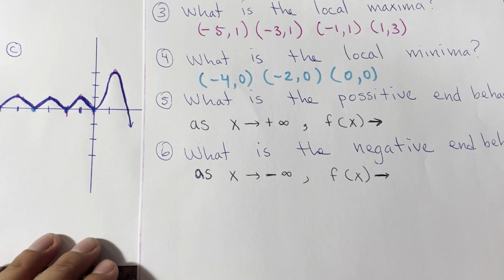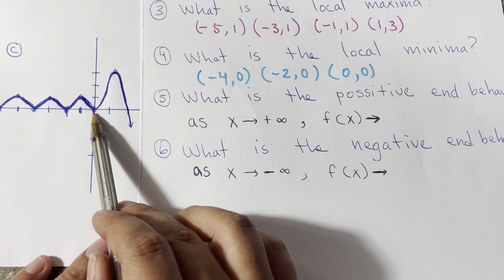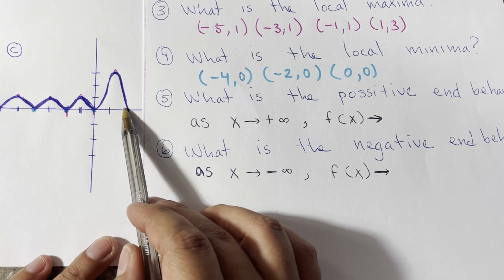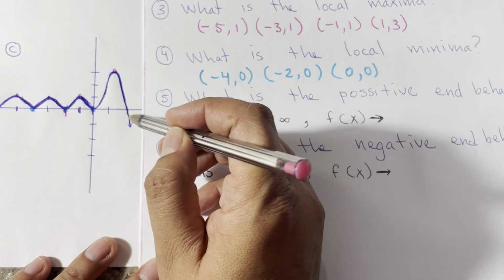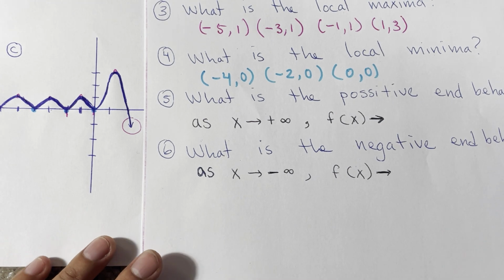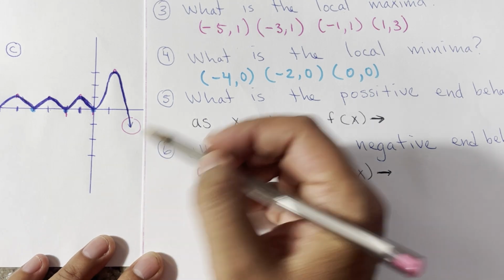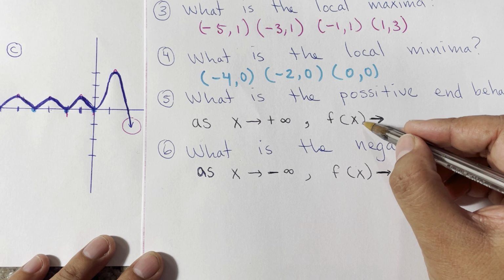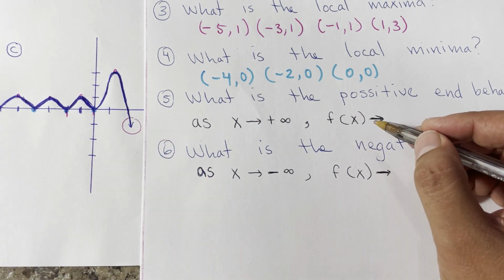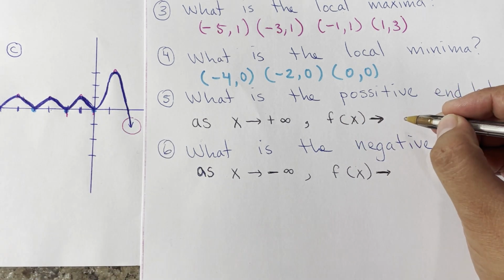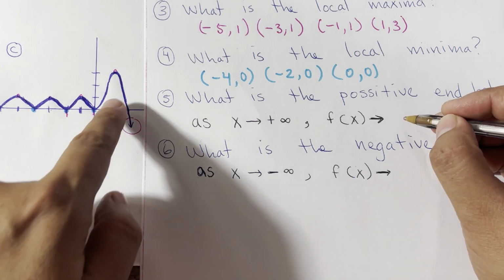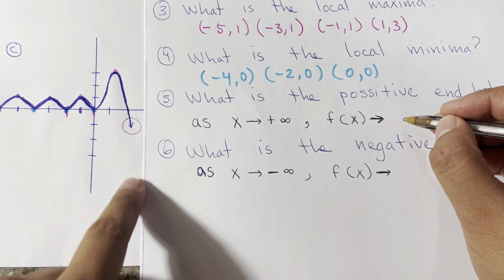Again, what is the positive end behavior? Positive end behavior means as you go positive on x, so it's just that part right there. What's happening in here? Oh, f of x, meaning the value of y, goes towards the negatives, right? The values of y, it's pointing down, so negative infinite.